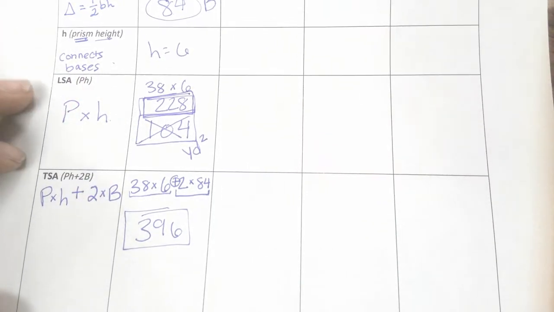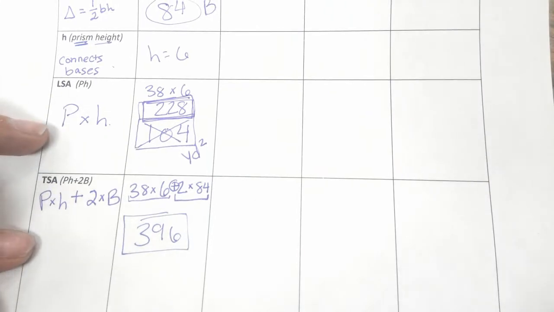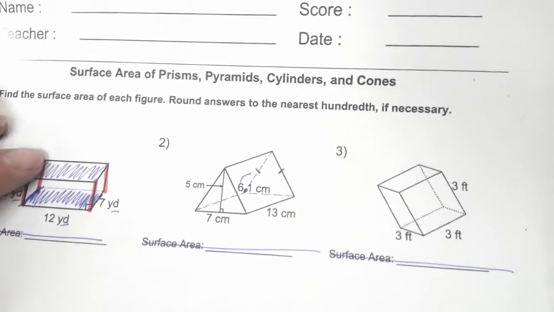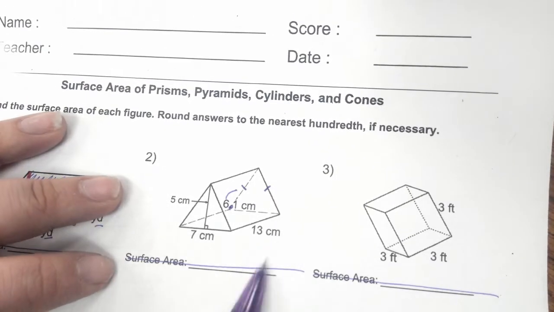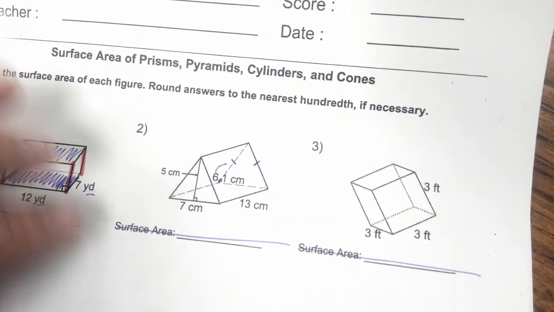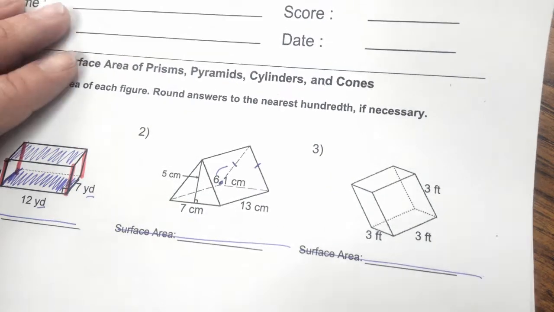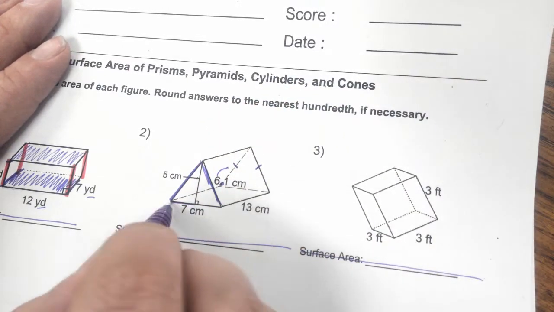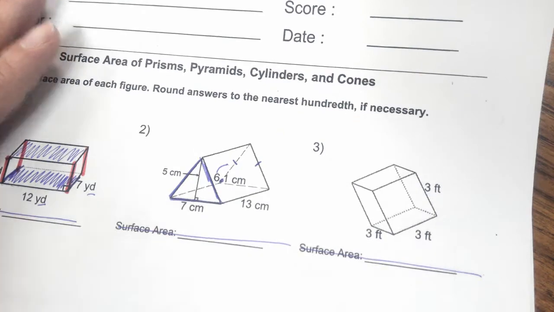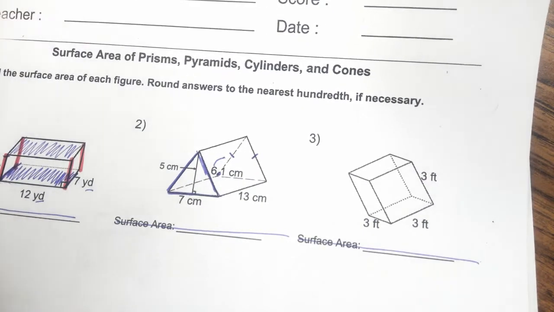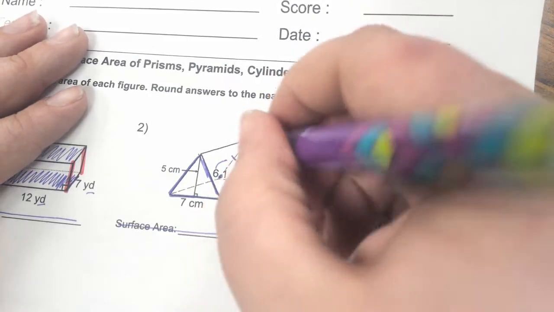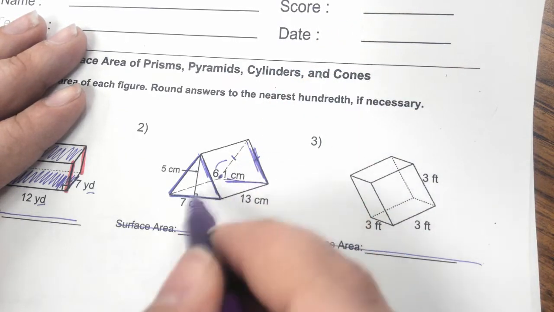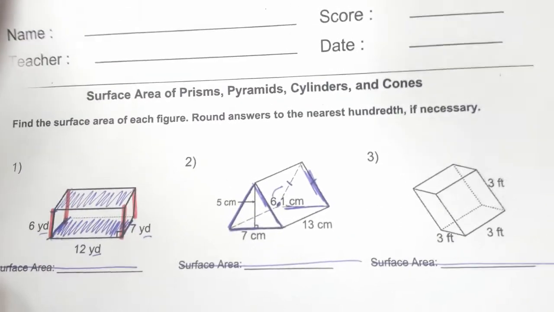That was how we found the lateral and total surface area for number 1. Let's go ahead and look at another problem, number 2. Number 2 has a triangle in it, and if we've got a triangle, we need to see if this is a triangular prism. Is there another triangle that's the exact same triangle that's parallel to that? I have 2 identical triangles, and they are parallel, which means this is a triangular prism.